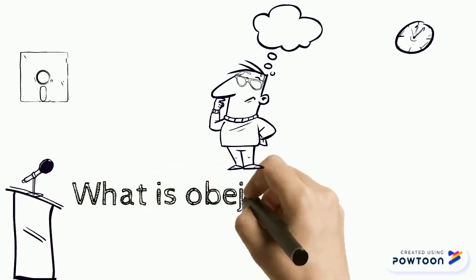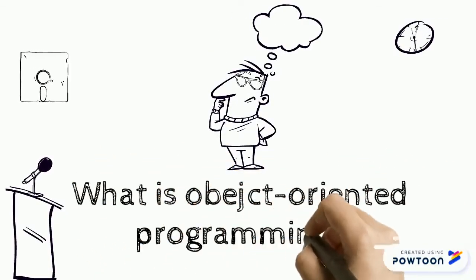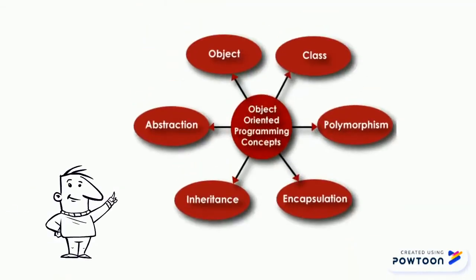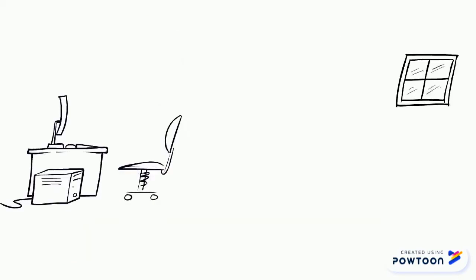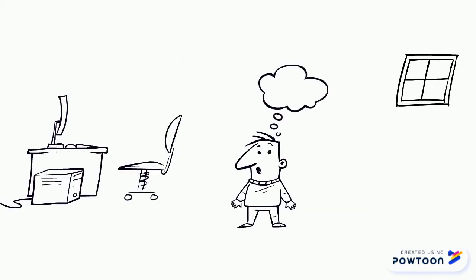What is object-oriented programming? Object-oriented programming is a programming style which is associated with the concepts like class, object, inheritance, encapsulation, abstraction, and polymorphism. Without having an idea about OOP concepts, you will not be able to design systems in the object-oriented programming model.